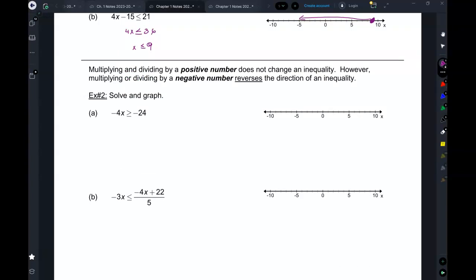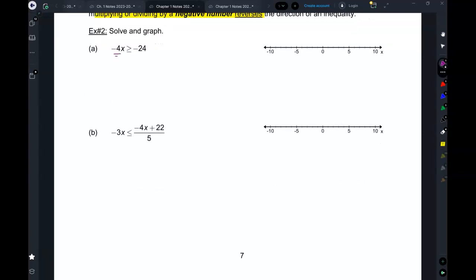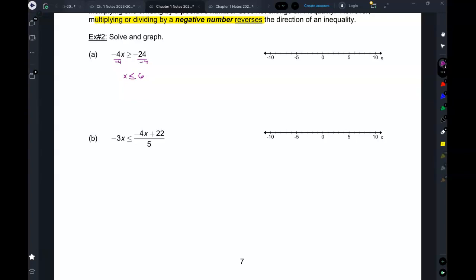if you're multiplying or dividing an inequality with a positive number, nothing happens. But if you're multiplying or dividing by a negative number, the inequality flips or reverses direction. Good. So take a look here, for example. I'm going to divide by -4, divide by -4. So x will be less than or equal to 6. Okay, we go to 6 this way. Okay?